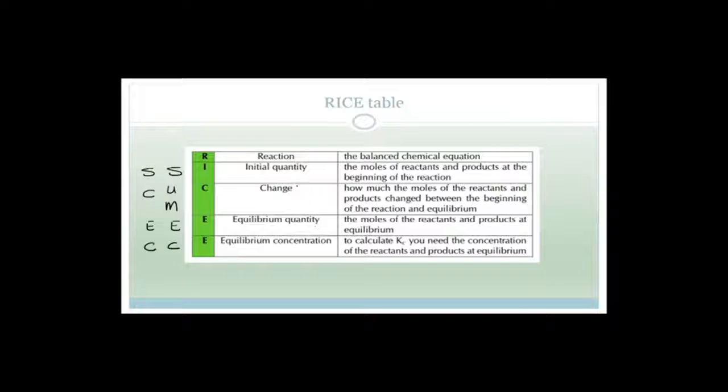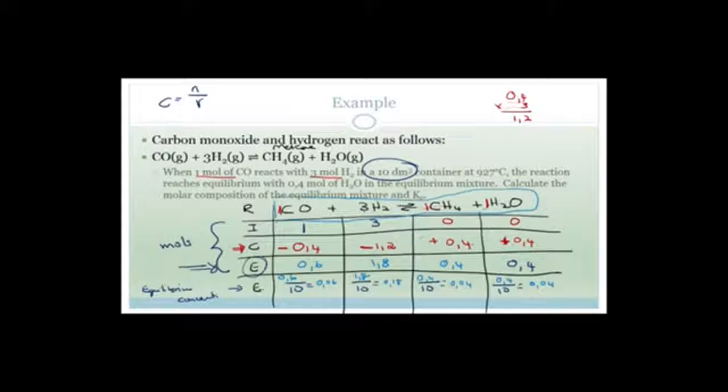So a RICE table, and I said to you that you either used a RICE table at school, or you use a SUMAC, or I think people call this a Shrek table. I don't care what you use, as long as you get it right. The first one tells you about the reaction. Then there's the initial quantity that you get given, the change, the equilibrium quantity and the concentration. The SUMAC is start, use, made, equilibrium, concentration, and all of them have the reaction at the top. The Shrek would be start, change, equilibrium, and concentration. So I've used the RICE simply because it is part of the curriculum and to help you understand.